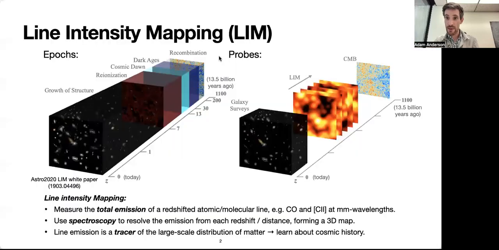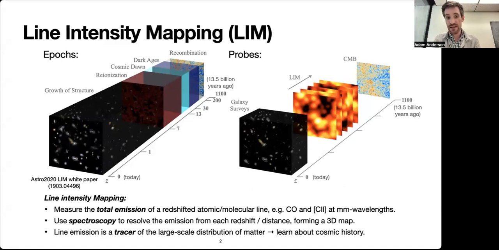So what is line intensity mapping? Well, it's an emerging observational technique that involves measuring the total emission of a redshifted atomic or molecular line, for example, from carbon monoxide or a singly ionized carbon transition, which you can measure at high redshift in the millimeter. If you have a spectrometer, you can use that frequency resolution to resolve the emission from each redshift slice and construct a three-dimensional map of the emitting matter at high redshift in the universe.